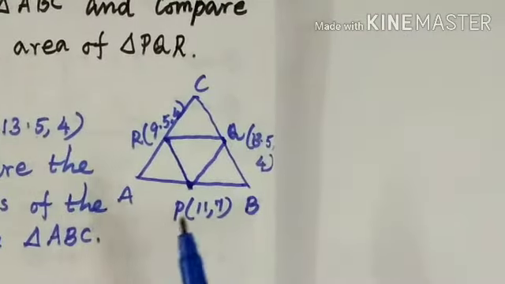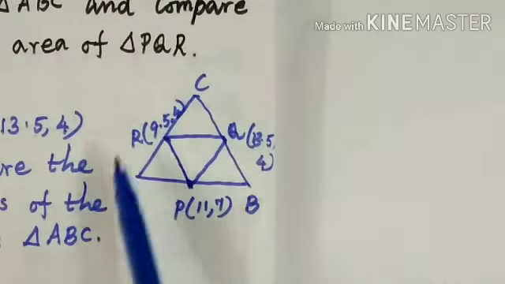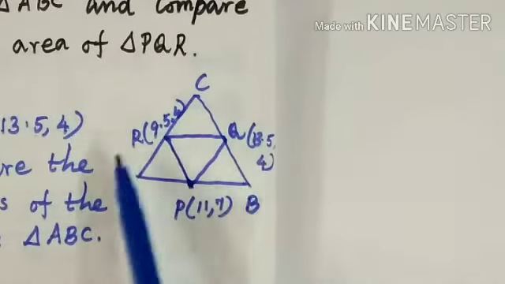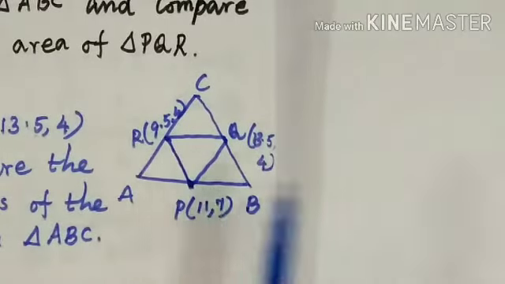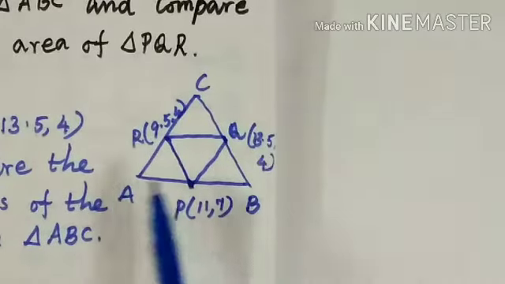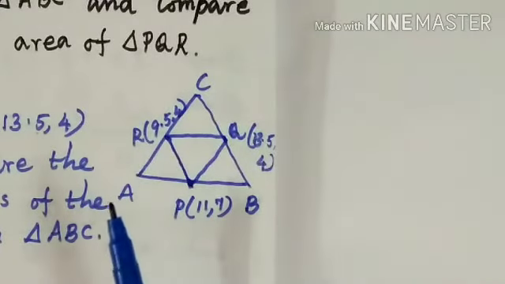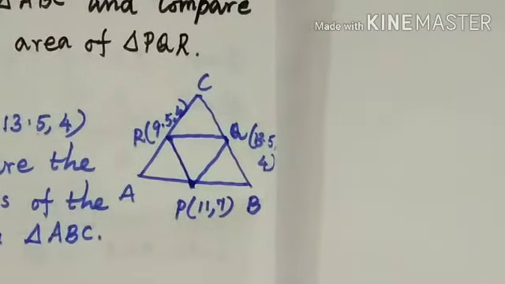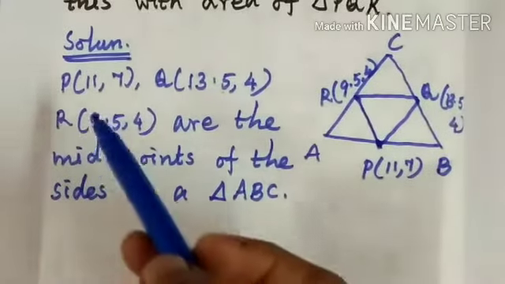See, in this question, the vertices of triangle PQR are given. These points are the midpoints of the sides AB, BC and AC of triangle ABC. In this question, first we have to find the vertices A, B, C, and then find the area of triangle ABC and triangle PQR. Let us do the solution. First you take down and write the given solution.